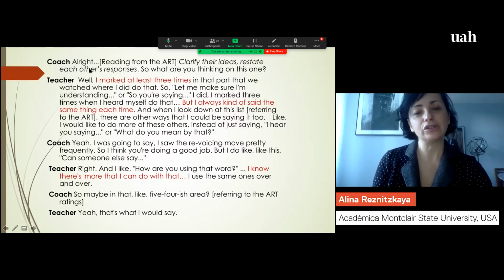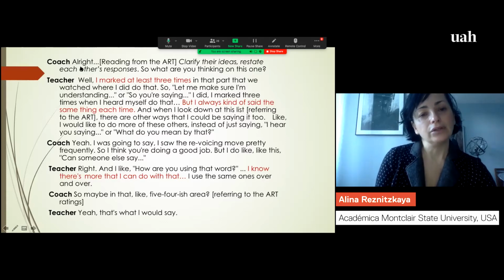So for example, I'm just going to read this. The coach is saying, all right, and he's reading from the argumentation rating tool: clarify their ideas, restate each other's responses. So what are you thinking on this one? He's asking, how do you rate yourself? And the teacher says, well, I marked at least 3 times in that part that we watched where I did do that. So let me make sure I'm understanding.